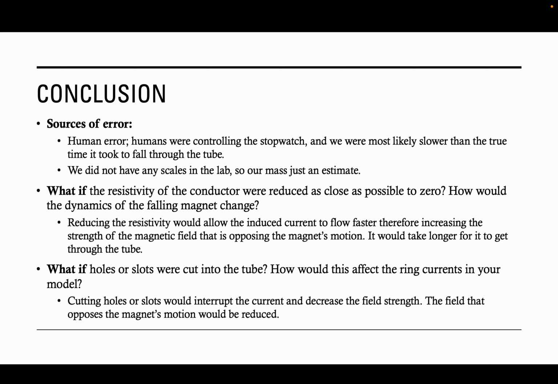As for the what-if questions, we had: what if the resistivity of the conductor was reduced as close as possible to 0, how would the dynamics of the falling magnet change? Reducing the resistivity would allow the induced current to flow much faster, therefore increasing the strength of the magnetic field that's induced that is opposing the magnet's motion. So it would take longer for it to get through the tube.